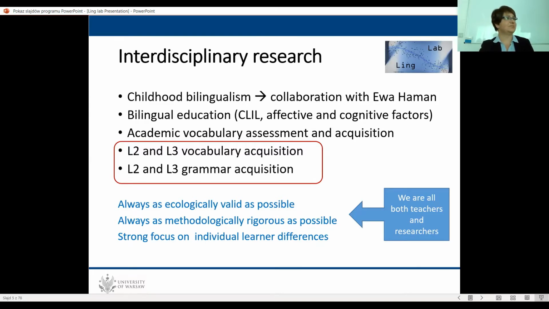This presentation will be divided into two parts. I will do the first part on vocabulary acquisition, and Małgosia Foryś-Nogala, who's sitting next to me in the corner somewhere, is going to talk about grammar-oriented research on second and third language.